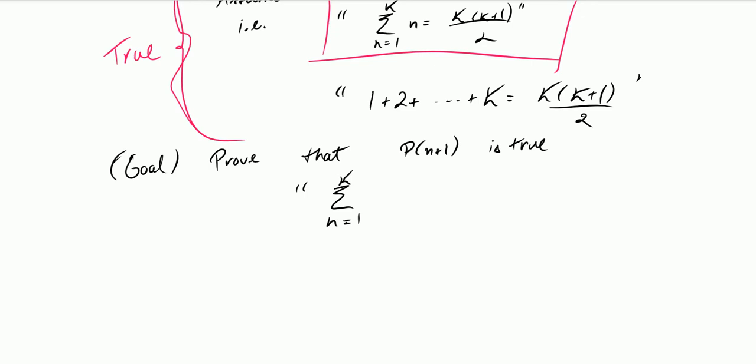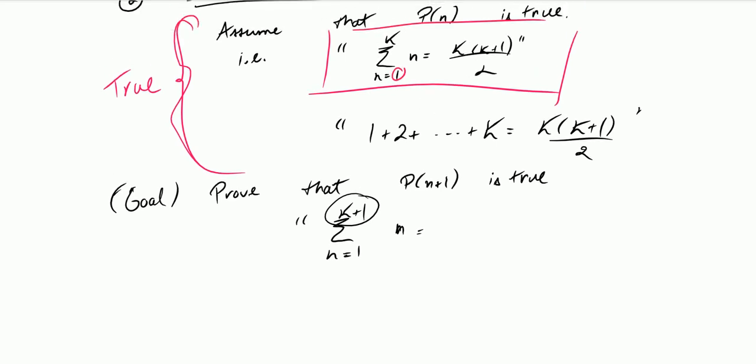It's actually the sum from n equals 1 to k plus 1 of n. The reason I added the k plus 1 here is because I'm adding an extra element, an extra integer, to my statement P(n). So now it's no longer the sum from 1 to k. It's now from 1 to k plus 1 of n.